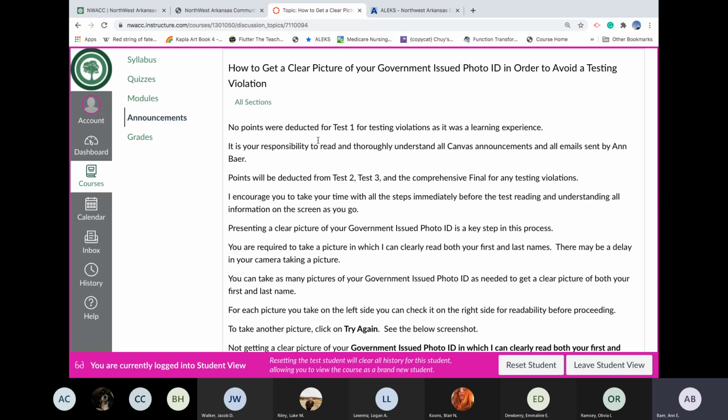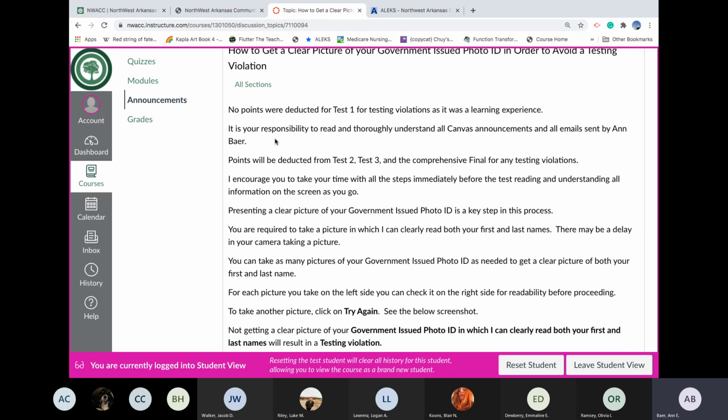This is about test 1. No violations were given because it was a learning experience. It is your responsibility to read and thoroughly understand all Canvas announcements and all emails sent by Ann Bear, as well as read and understand the syllabus. Points will be deducted from test 2, test 3, and the comprehensive final for any testing violations.